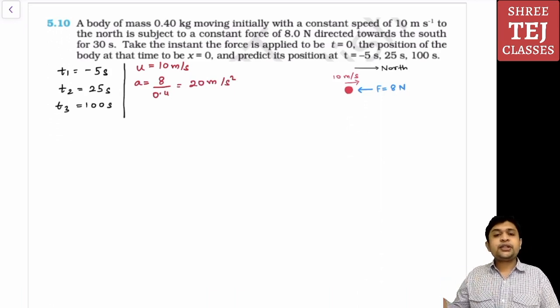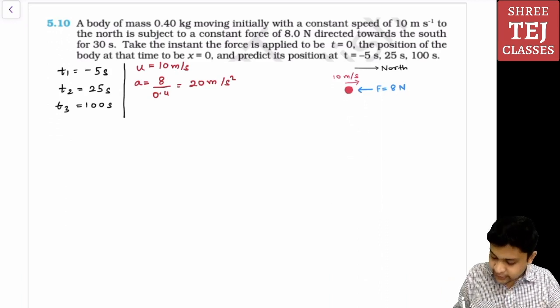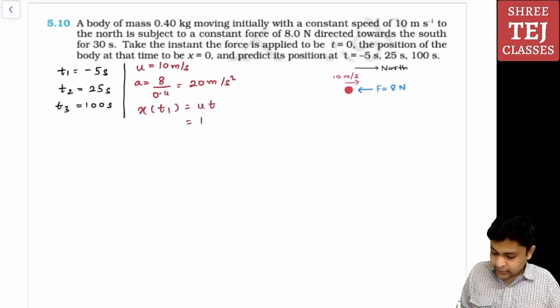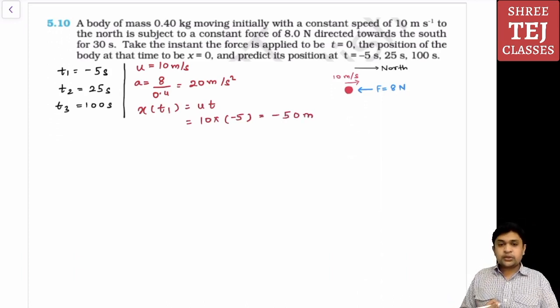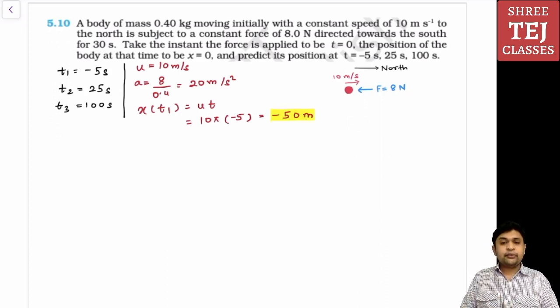Now this acceleration only acts after t equal to 0. Okay, so before t equal to 0, there was no acceleration. Therefore position, so x at t1 would be u into t. So that would be 10 multiplied by minus 5. So this would be minus 50 meter position at t equal to minus 5.